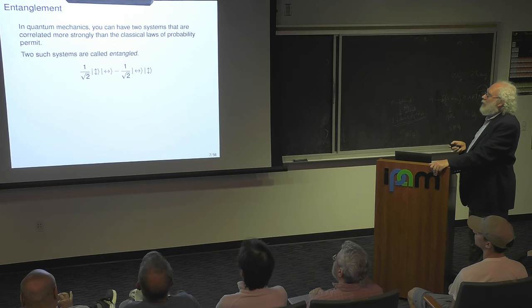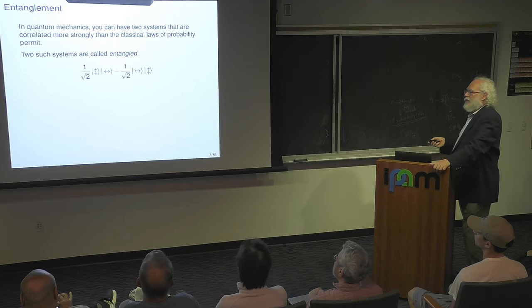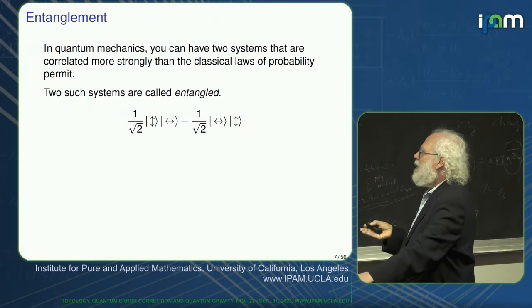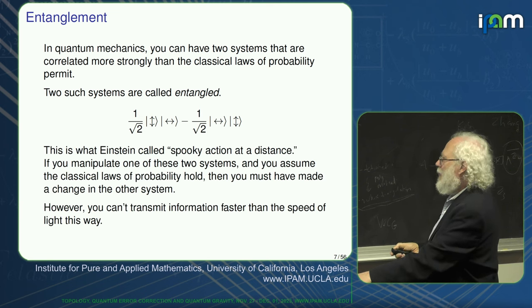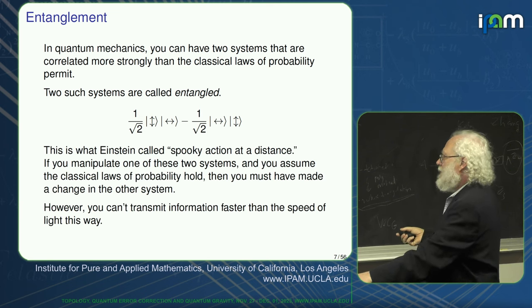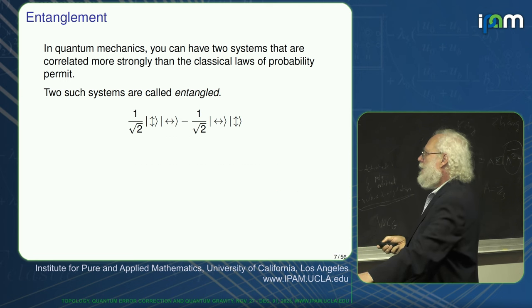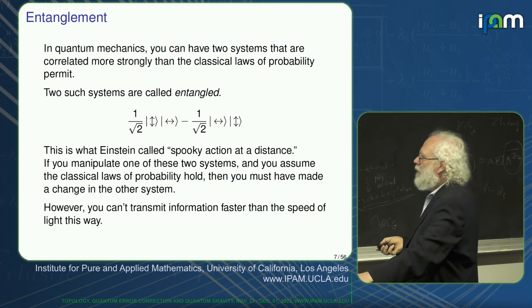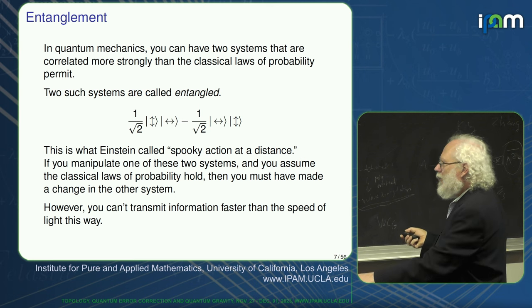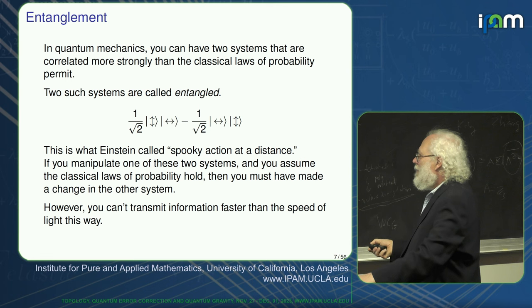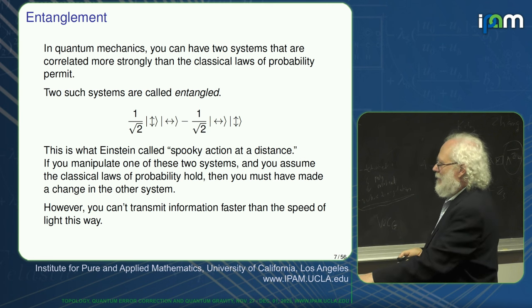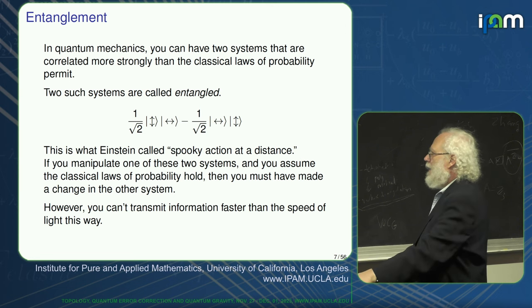And another thing about quantum mechanics, you can have two systems that are correlated more strongly than the classical laws of probability permit. And such systems are called entangled. And this is what Einstein called spooky action at a distance. If you manipulate one of these two systems and you believe in the classical laws of probability, then you can deduce that you must have made a change in the other system. However, it turns out you can't transmit information faster than the speed of light.